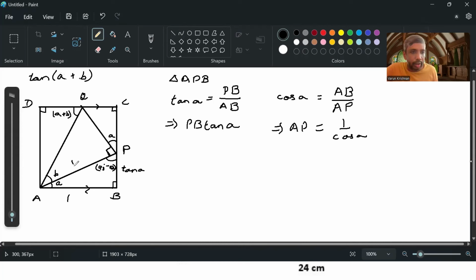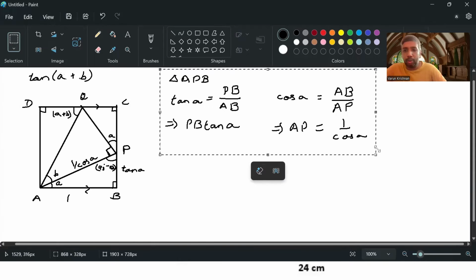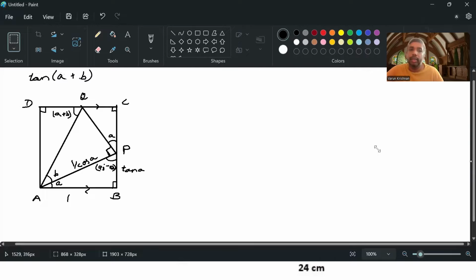Let me make a note of that here as well. So AP is 1 by cos A. Right. If this is clear, I'm going to delete this because I have to do a lot more calculation here. So I hope this is clear. Length of PB is tan A, length of AP is 1 by cos A.